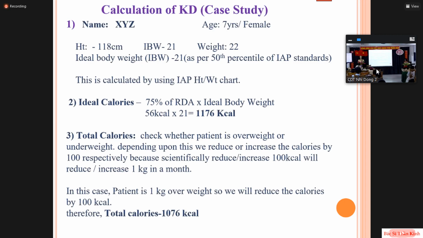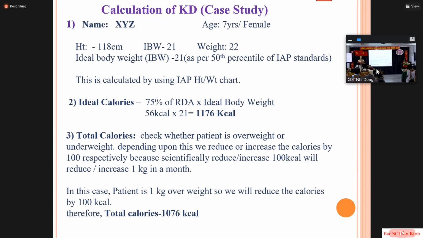We proceed with a case study of a patient's keto diet calculation. This is one of our patients. The age group was 7 years. We took the patient's anthropometric measurements, that is height and weight, and we calculated the ideal body weight. We did this on the basis of the 50th percentile of the IAP standards. IAP stands for Indian Academy of Pediatrics.